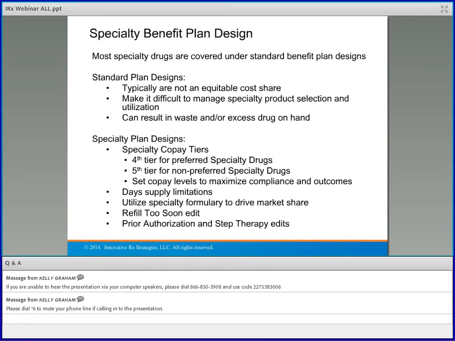One of the things you want to look at from a plan design perspective is really the day supply. Our recommendation to all of our clients is that they never allow more than a 30-day supply of a specialty drug. And why do we want that?